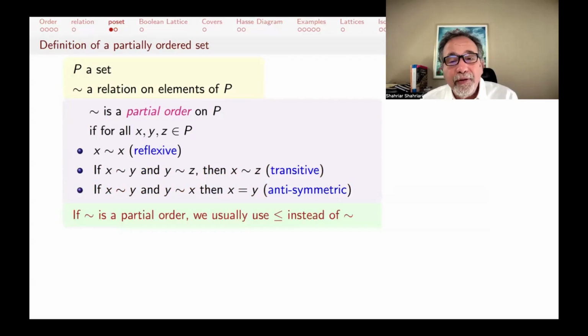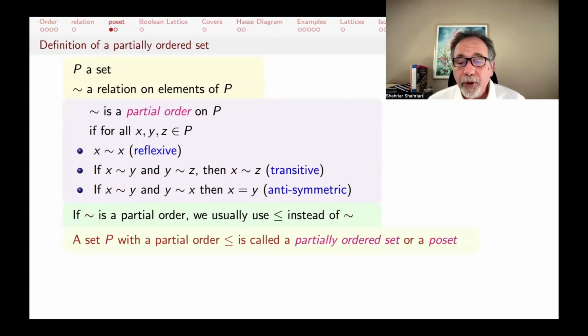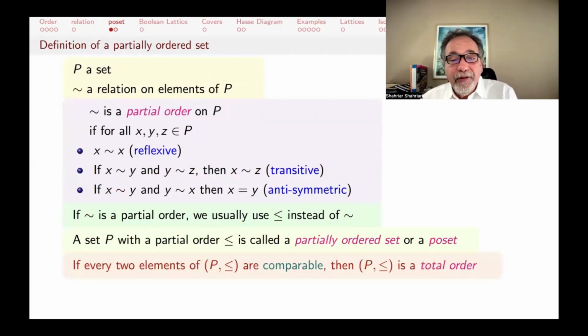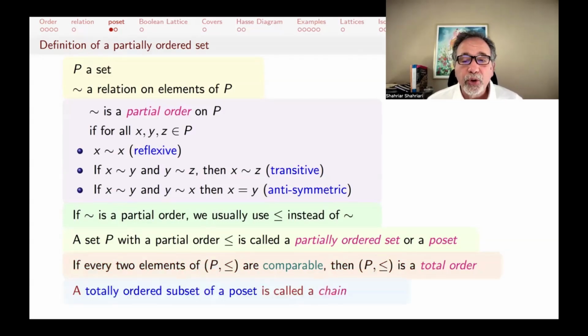If you have a partial order, then we usually use less than or equal to instead of squiggle. Now, some partial orders come with their own symbol, and we continue to use those. But if you have a generic partial order, we usually use less than or equal to. It doesn't mean we're talking about numbers. It means that we're talking about elements of a partial order, and the less than or equal to is that relation. A set with a partial order is called a partially ordered set, or a poset for short. If every pair of elements are comparable, meaning that either one is related to the other or the other is related to this, then we have what's called a total order. If you have a totally ordered subset of a poset, we call that a chain.